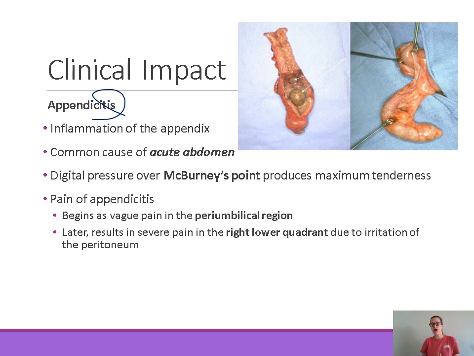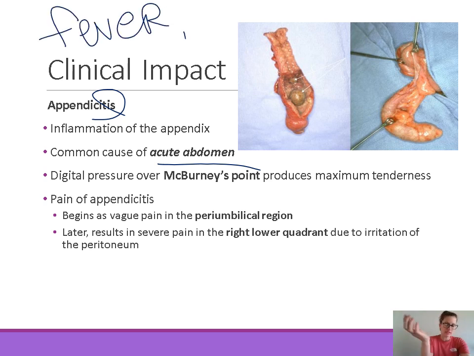Appendicitis is a very common cause of acute abdomen. Acute abdomen is when there is sudden, severe abdominal pain. Again, this is a common cause of acute abdomen. In addition to this really sudden, severe abdominal pain, patients frequently also have fever, again, because this is infective. We'll very frequently see nausea, vomiting, and diarrhea associated with it as well. This is an issue with the GI tract, after all.